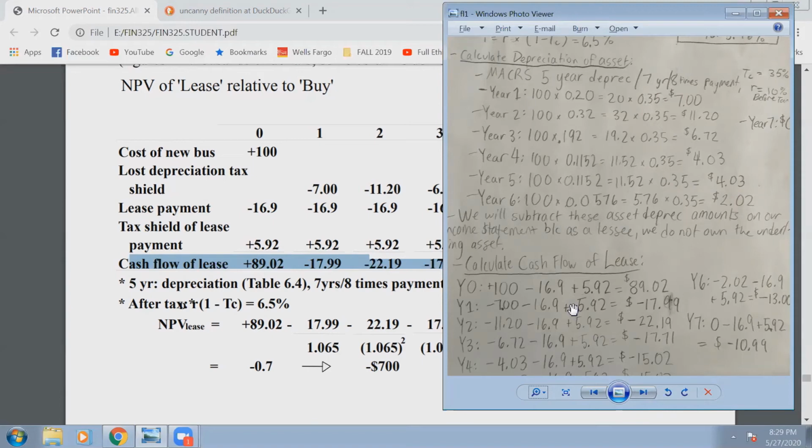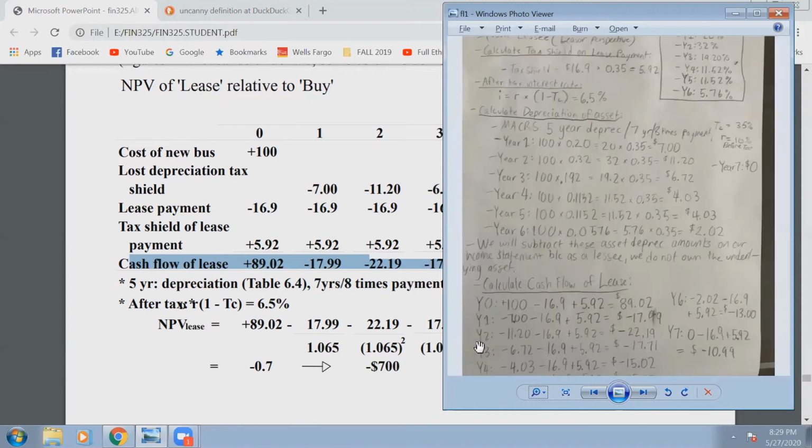Year 1, we have the $7 in the lost depreciation tax shield. We also pay 16.9 on our lease, and we receive back our interest tax shield on the lease payment of 5.92, which gives us a final value of negative 17.99.